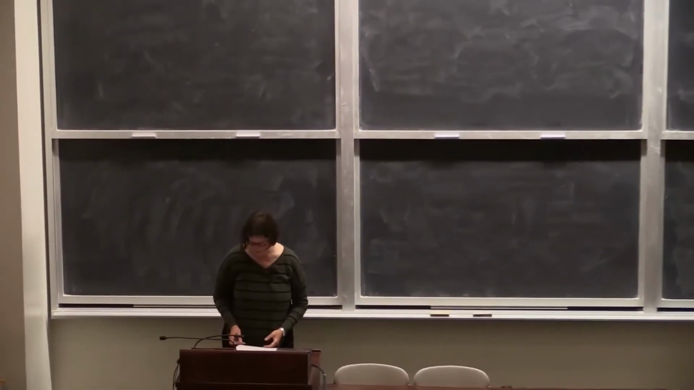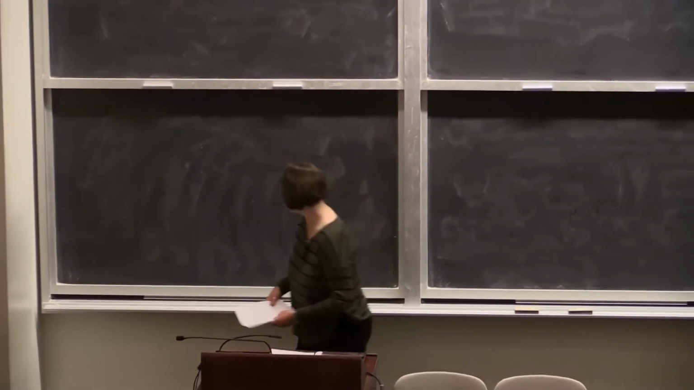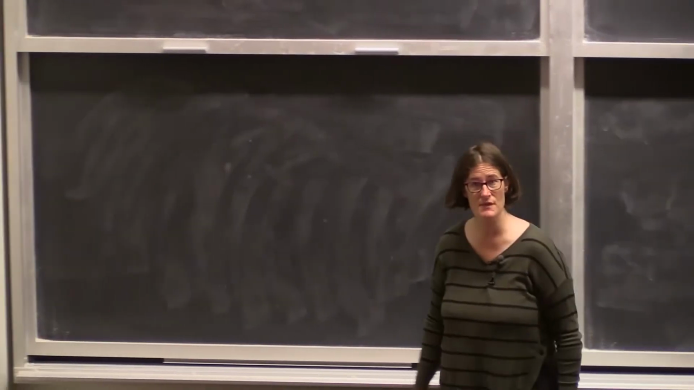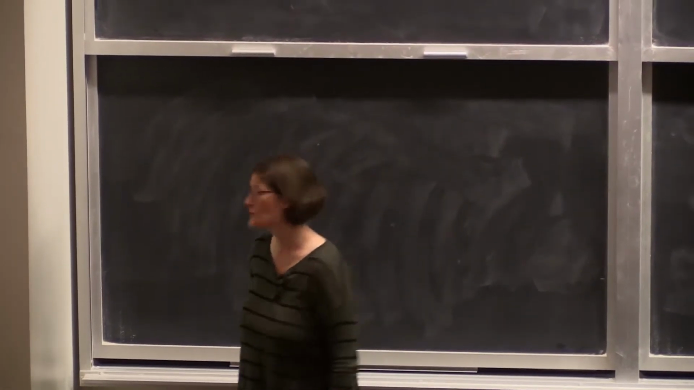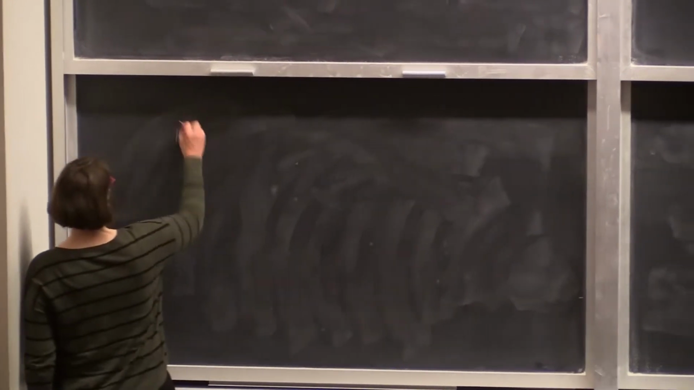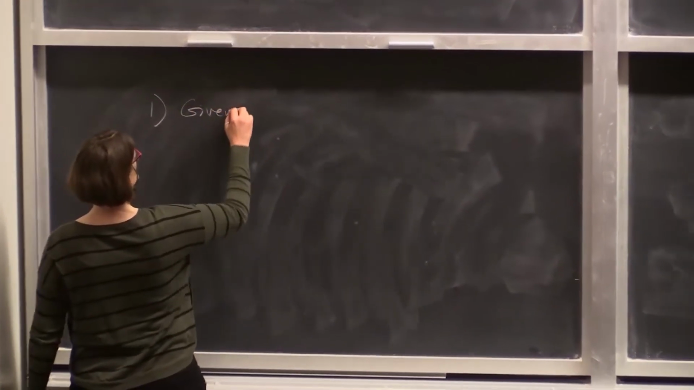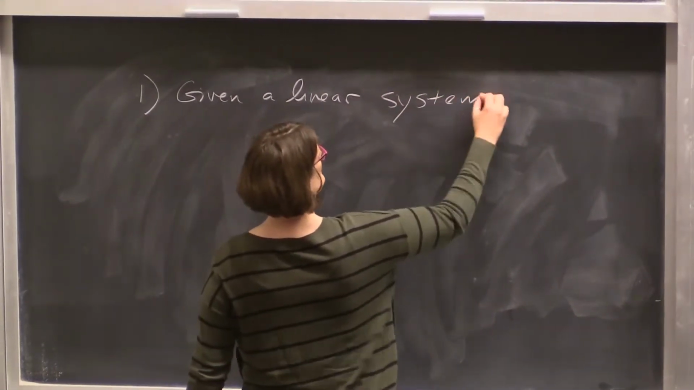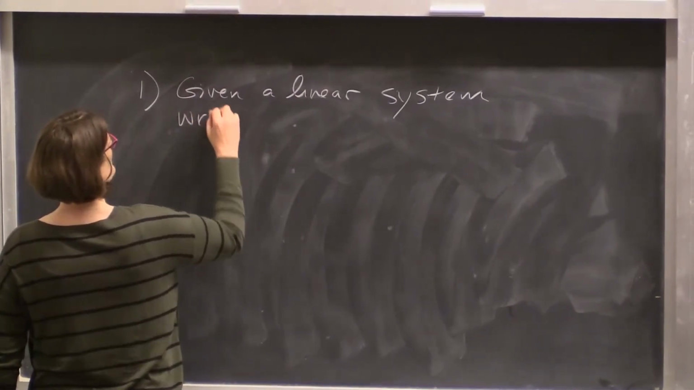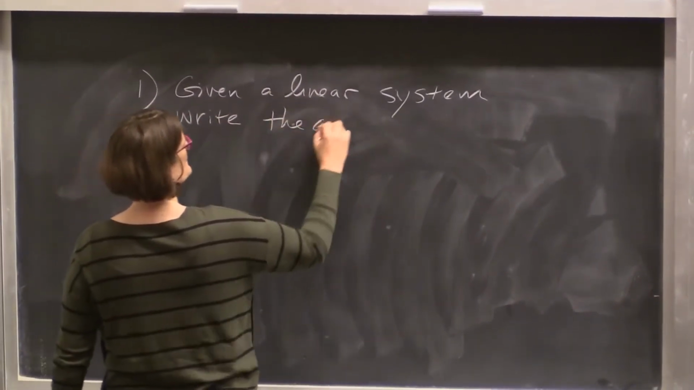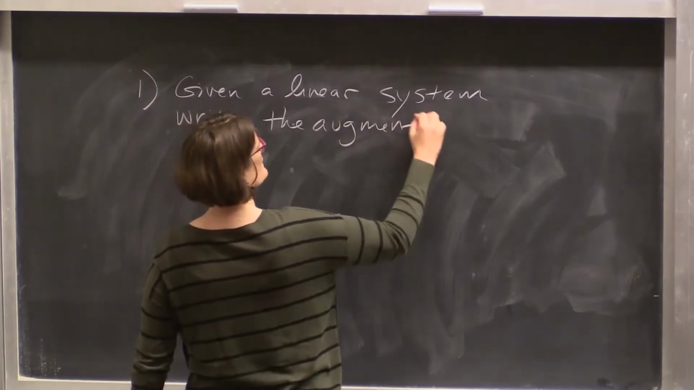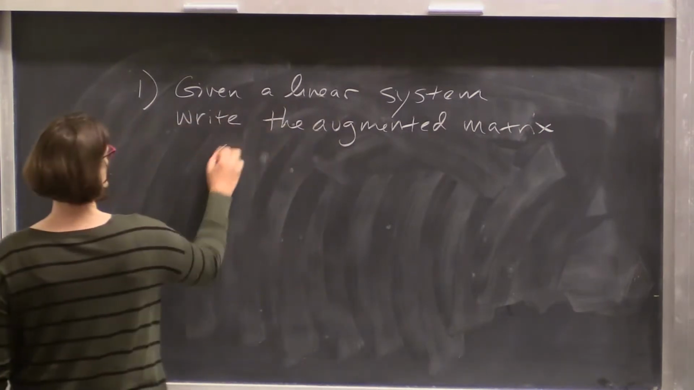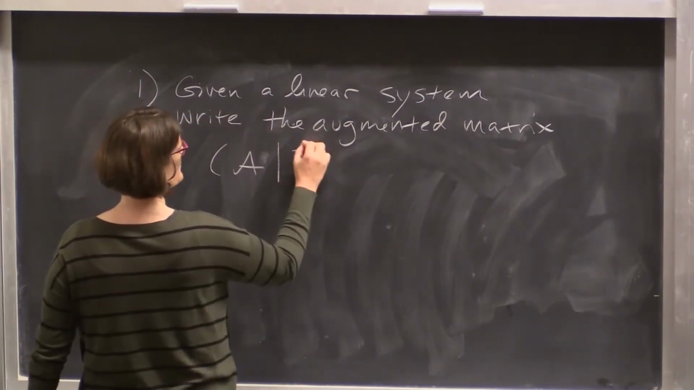And let me remind you of what we have been doing, which is trying to find out whether or not linear systems have solutions, and if they do, what the solutions are. So the first step is, given a linear system, write the augmented matrix, which looks like A line B.